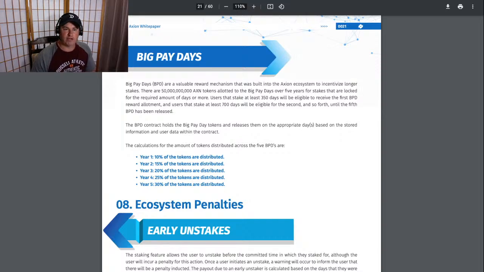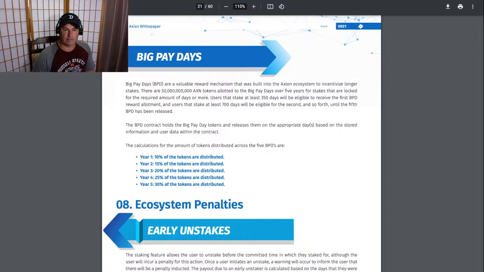So big paydays are a valuable reward mechanism that was built into the Axion ecosystem to incentivize longer stakes. There are 50 billion Axion tokens allotted to the big paydays over 5 years for stakes that are locked for the required amount of days or more. Users that stake at least 350 days will be eligible to receive the first big payday reward allotment, and that's coming up in October. The users that stake at least 700 days will be eligible for the second, and so forth until the 5th big payday is released. So you really need to have those 350 days stacked up together in your long term.